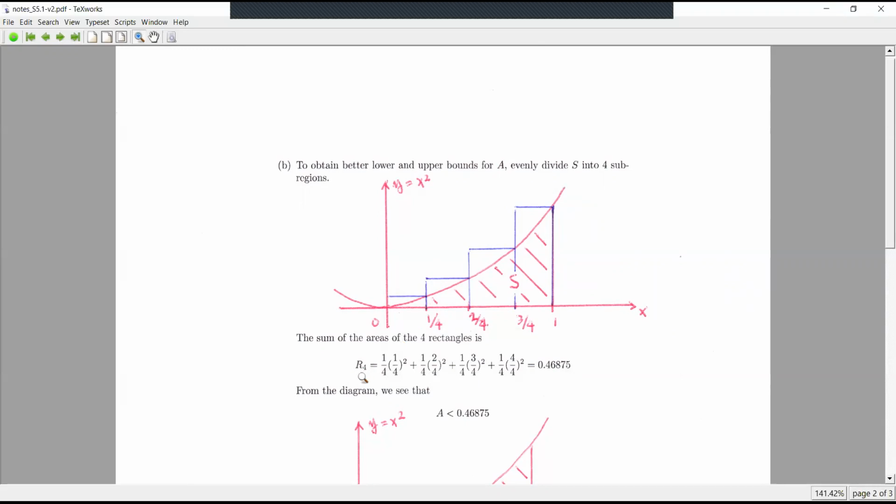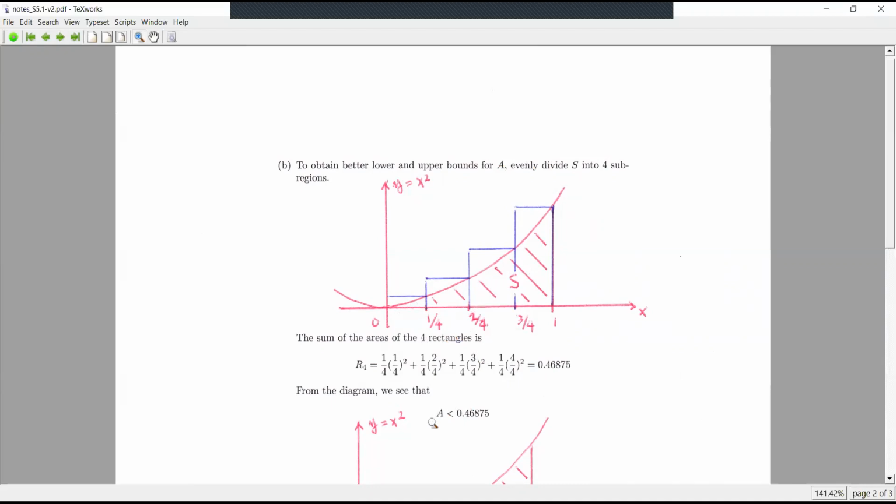4, arrow 4. 4 is the number of rectangles. 4 rectangles. So arrow 4 is the sum of areas of these 4 rectangles. From this diagram, we can see that the region S lies below the 4 rectangles. Therefore, the area of S is less than the sum of the areas of the 4 rectangles.